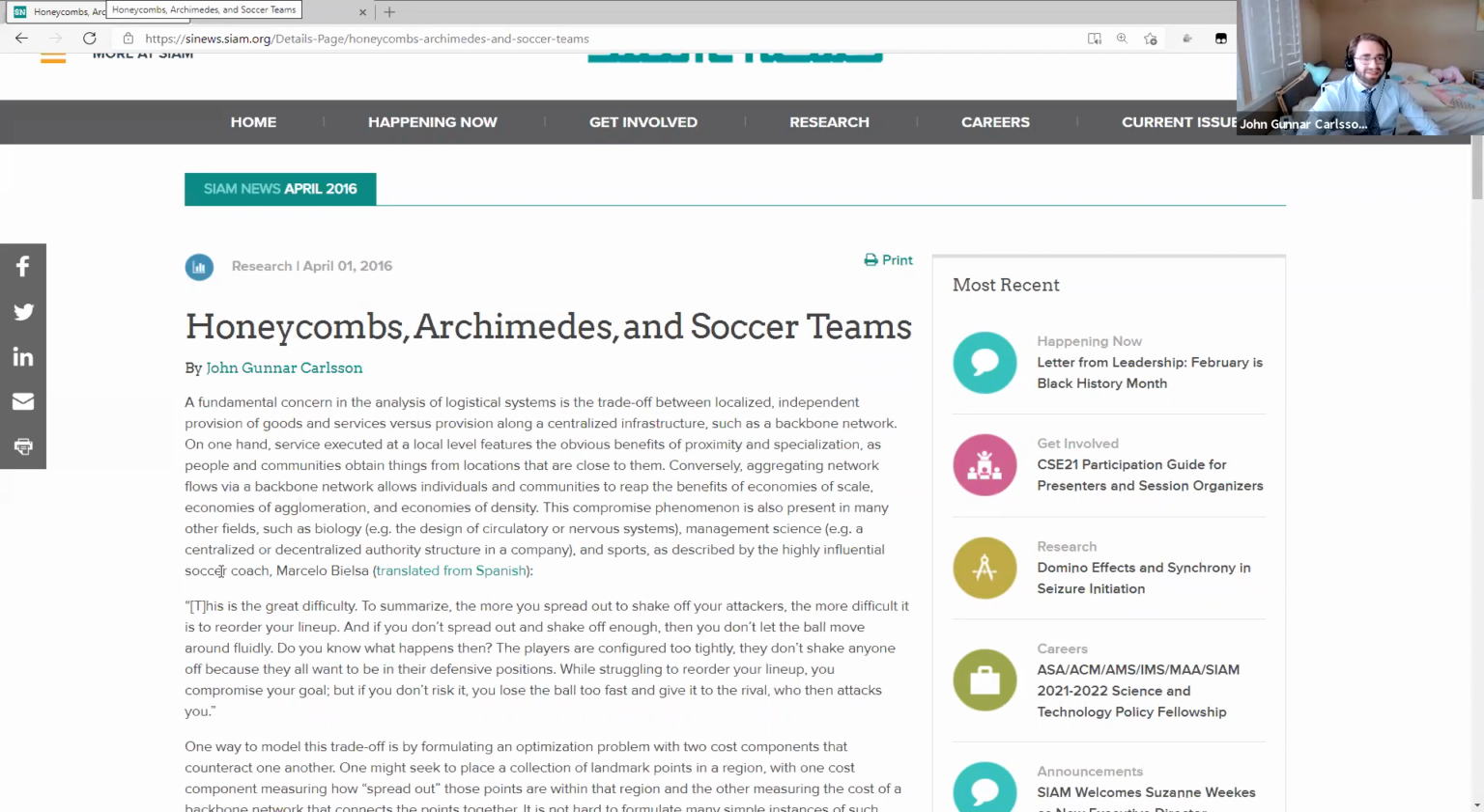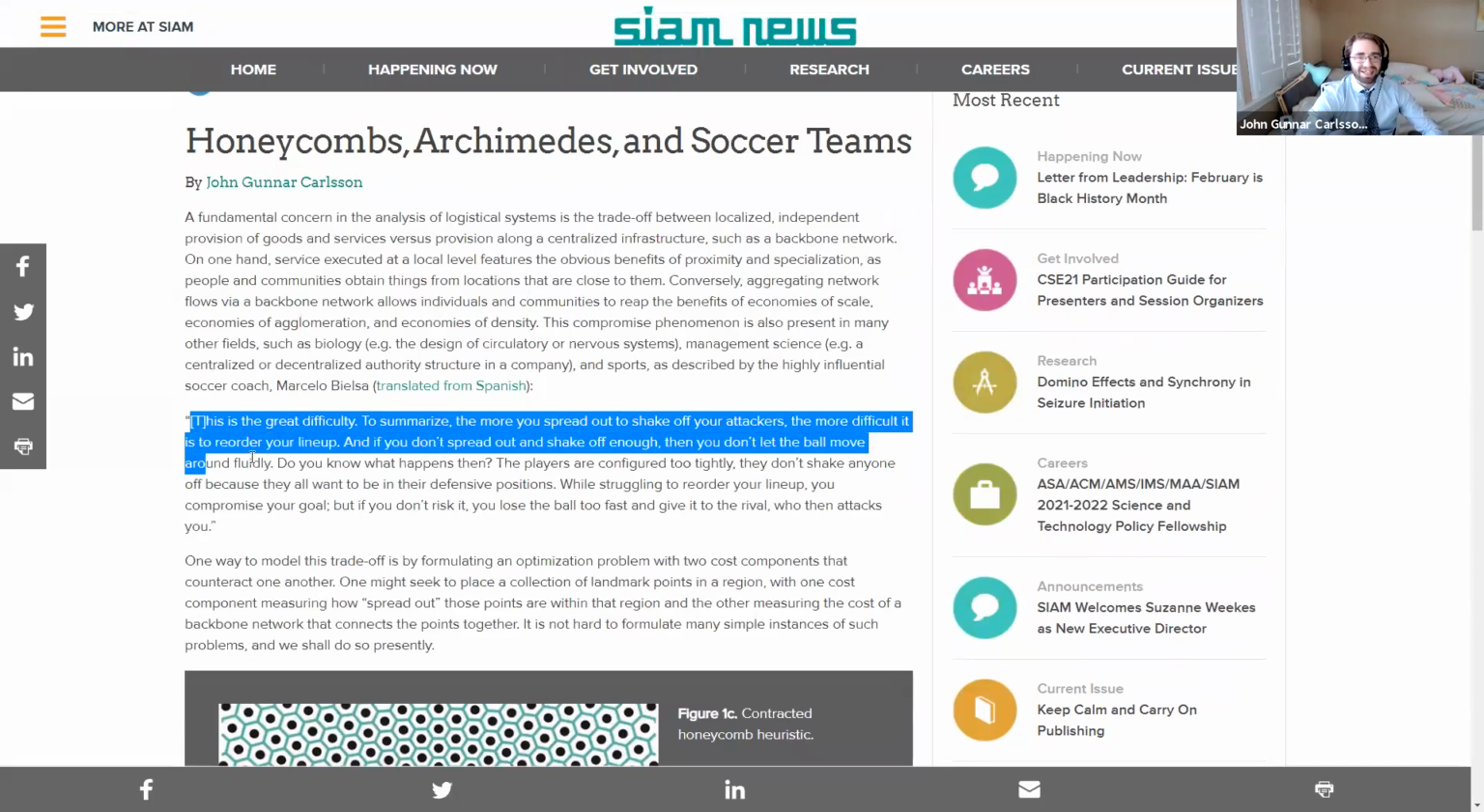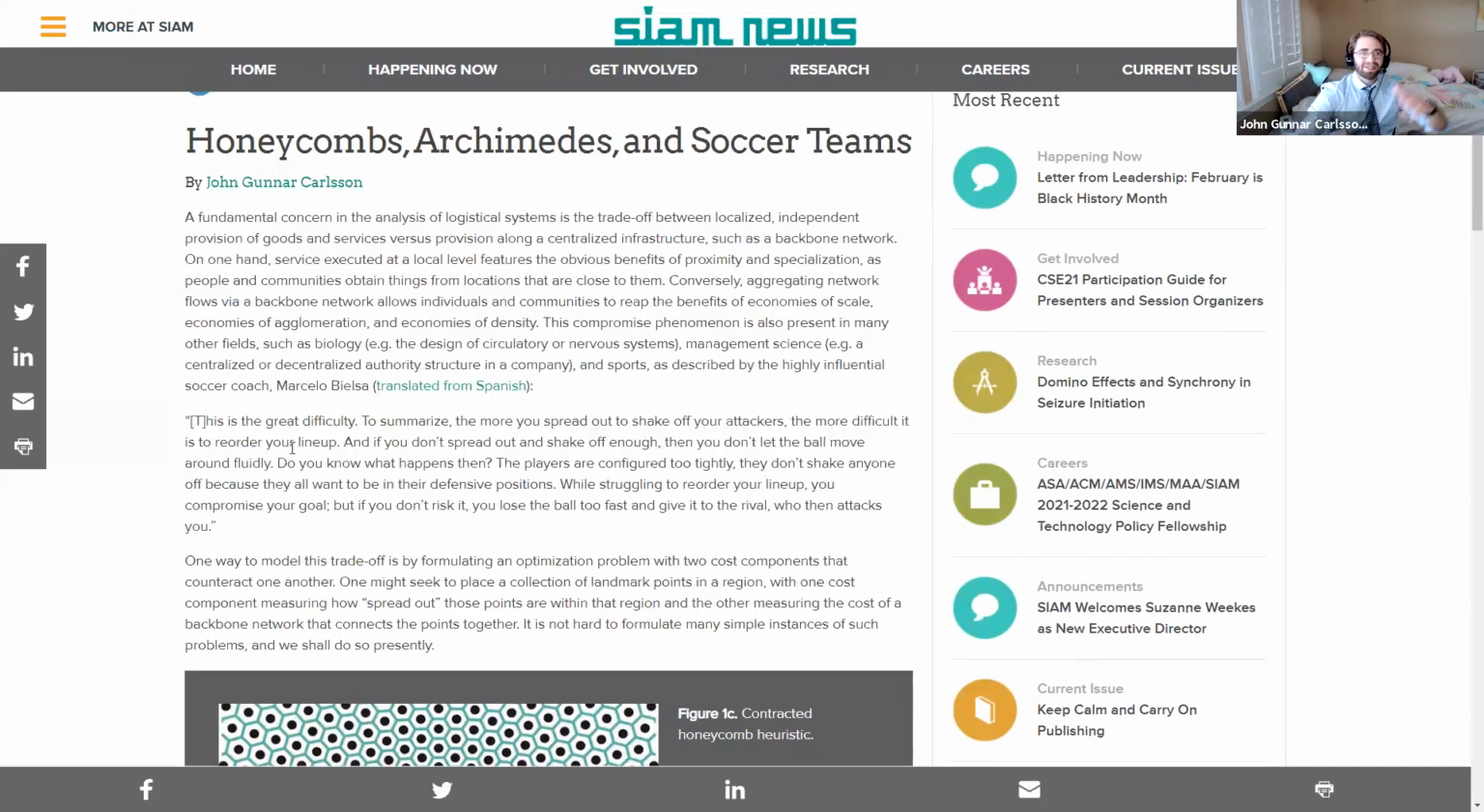In fact, someone at INFORMS one year shared a quote from Marcelo Bielsa, who is a great soccer coach, to the effect that if you spread things out too much, you can't reorder the lineup, but if you don't spread out enough, the ball doesn't move around. Someone mentioned this in a location analysis talk, and I said, oh, I need to steal this. I need to throw it out every single time I can.